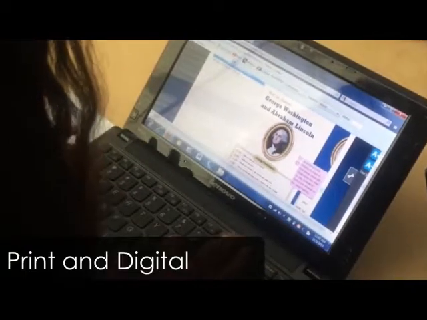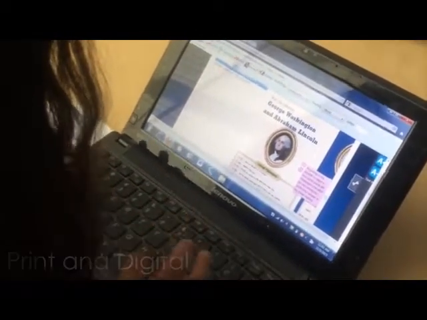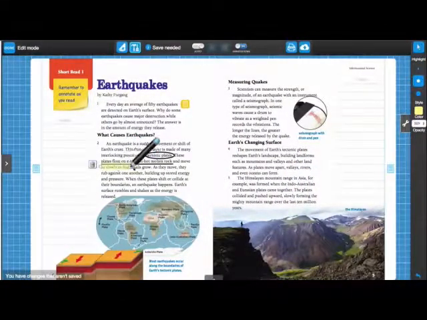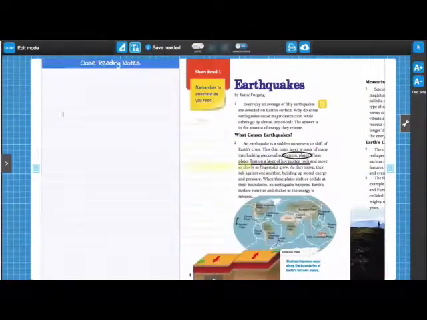Students will have this component in both print and digital formats. Digitally, students will be able to mark up the ebooks and take notes in the margins. Everything saves in their personal online account so that teachers can review at any time.